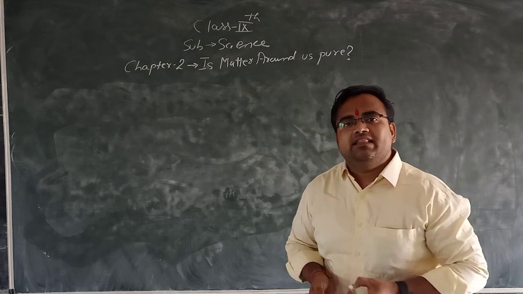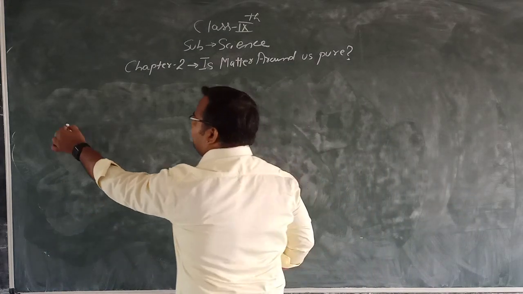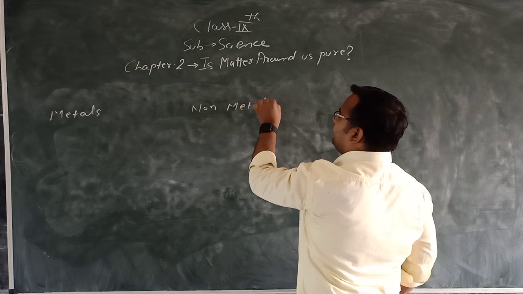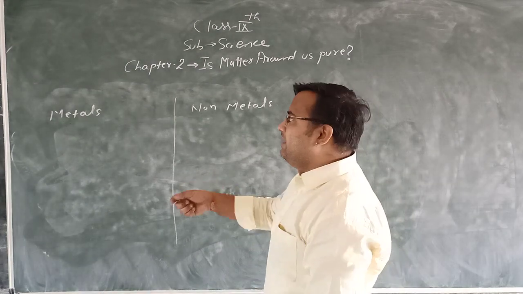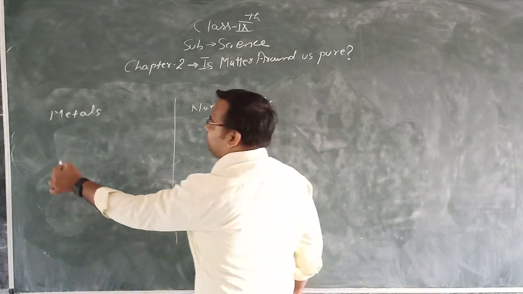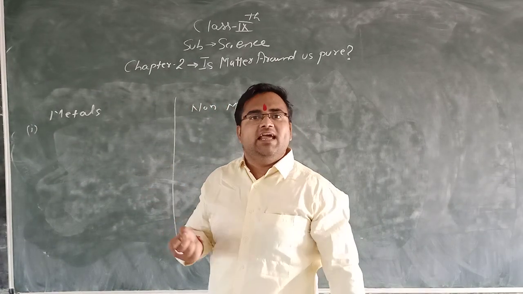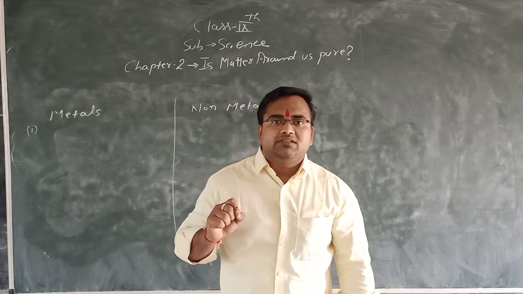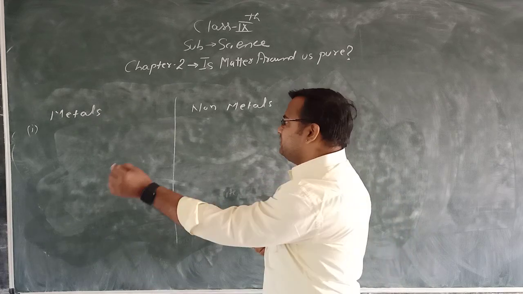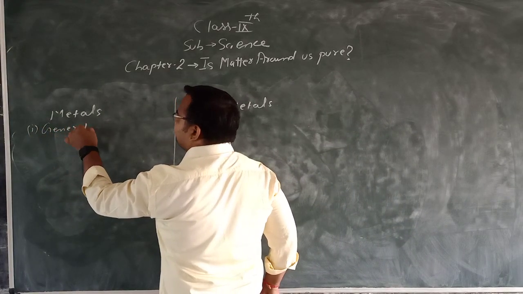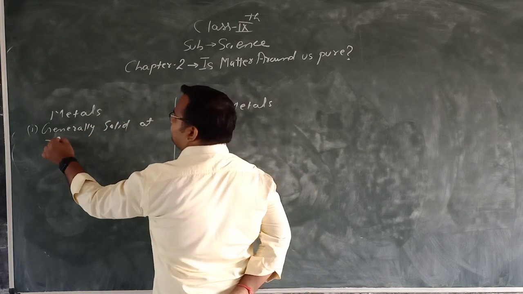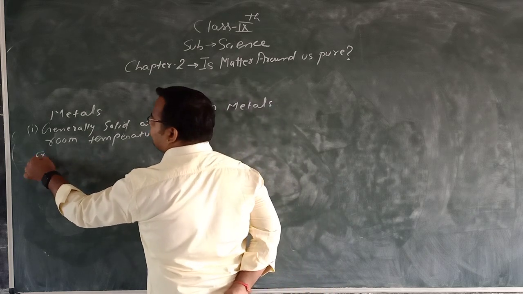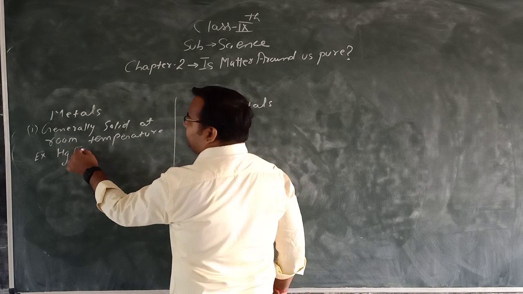Okay, first we will see what are the metals and non-metals. We can understand the metals and non-metals by the distinguishing properties between them. First, metals are generally solid at room temperature, except mercury. We all know that mercury is liquid at room temperature.